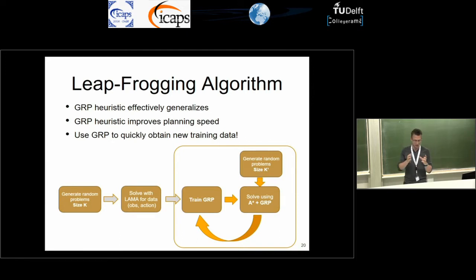This gives us some training data, which we use to train the GRP. Then we use the learned policy with A star to solve a slightly bigger map. This gives us new training data, which we use to retrain the GRP, and we continue. In this manner, we get to large maps without having to use an automated planner directly. Or maybe we don't even have access to a planner for larger maps, so we can still progressively build up.